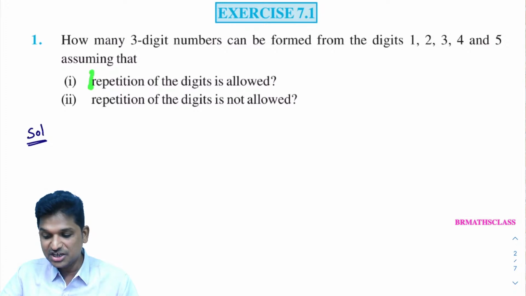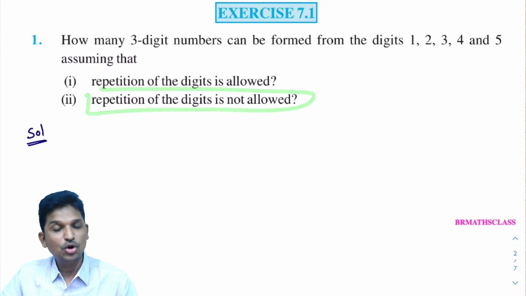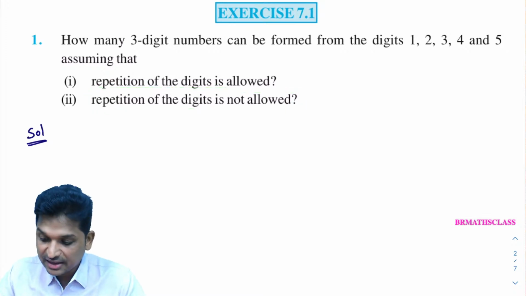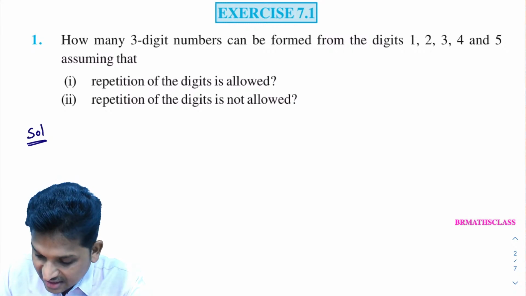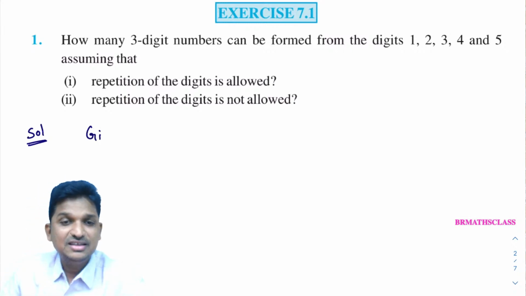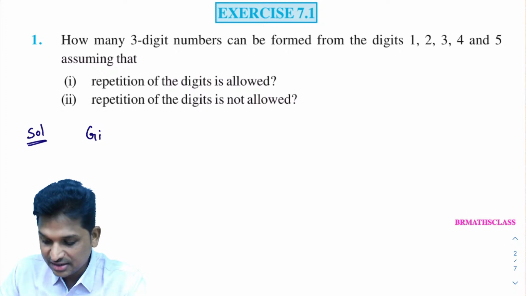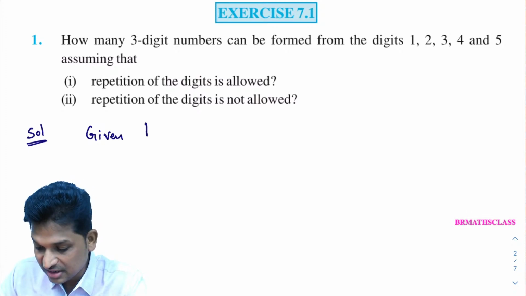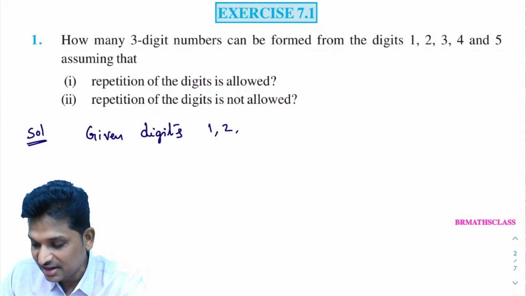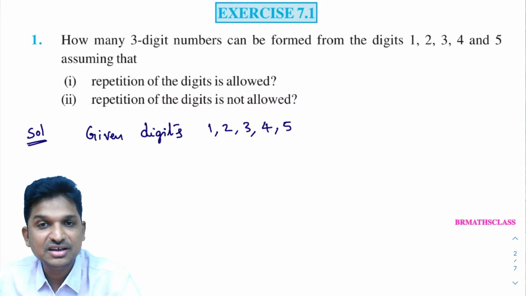Assuming that repetition of digits is allowed and repetition of the digits is not allowed. Okay. First thing, given digits, I'll write. What are the given digits? They are 1, 2, 3, 4, 5. These are the given digits.